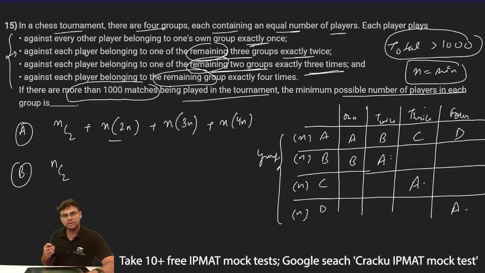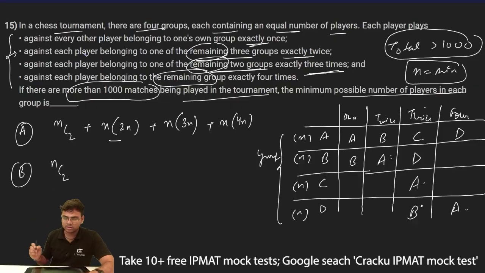B cannot play within themselves for 3 times. So what they will do, they will play with D. Thus this is NC2 plus B and D playing 3 times. So D and B will also play 3 times. If every member of group B is playing with every member of group D 3 times, then every member of group D is also playing every member of group B 3 times.